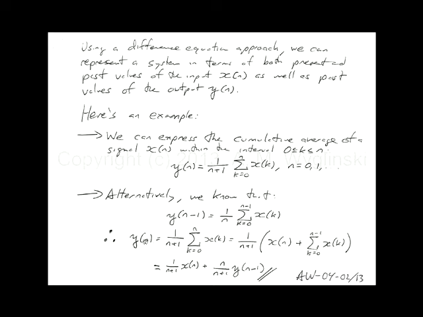And then what we do is we rewrite y of n in terms of y of n minus 1 and x of n in order to get that output. So what we get is something that looks like this.